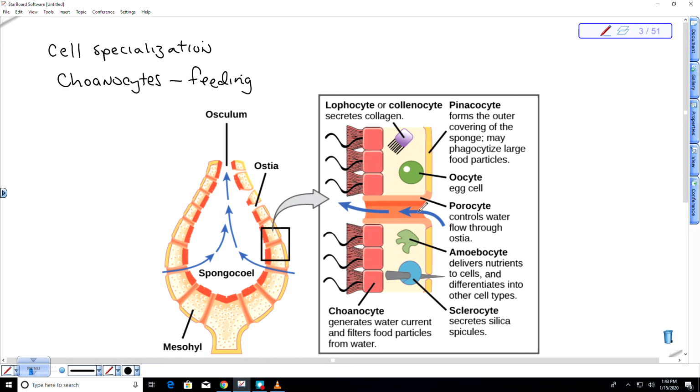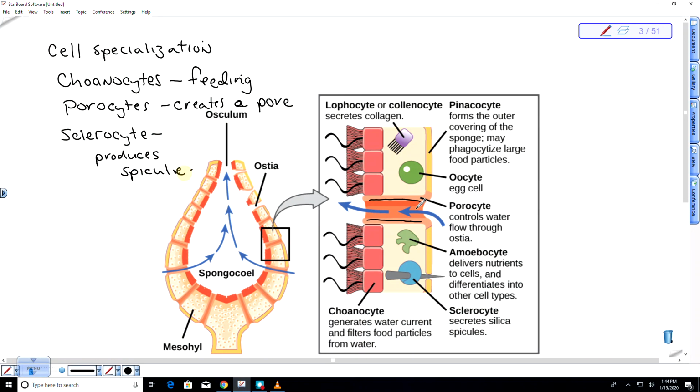If we look at some of the other cells, the porocyte, for example, creates a pore. That is where water enters. So this opening is created by a single cell. The skeleton of the sponge is produced by a cell called the sclerocyte. This produces what are referred to as spicules.